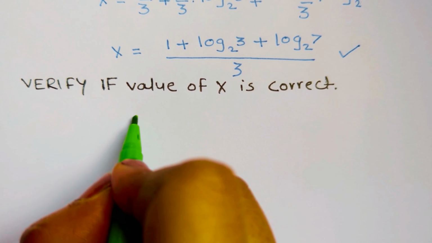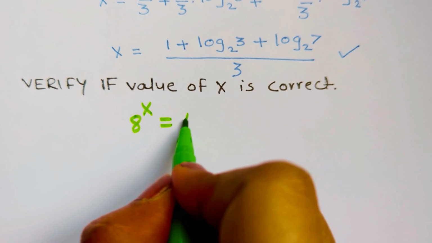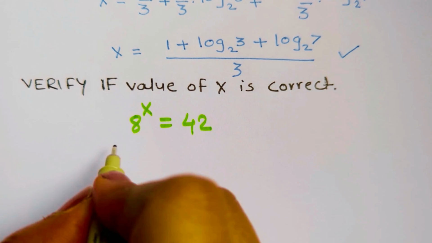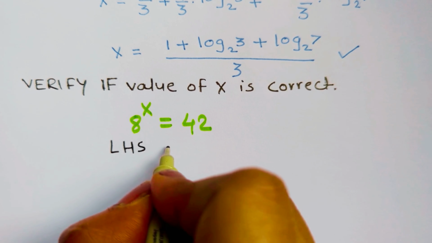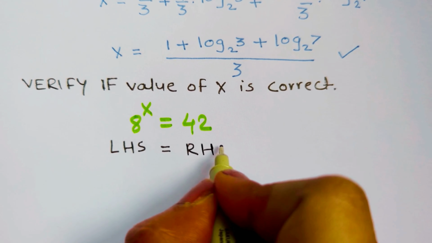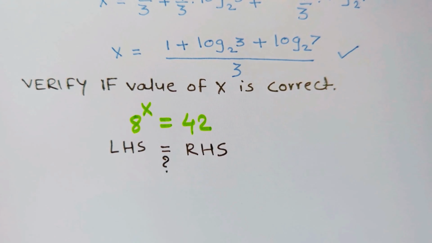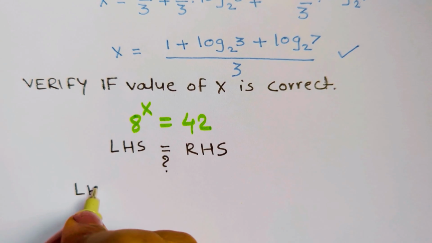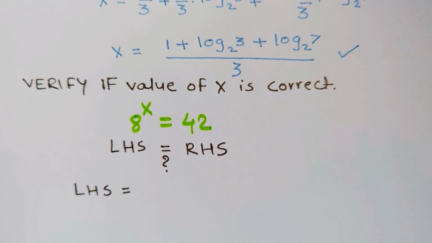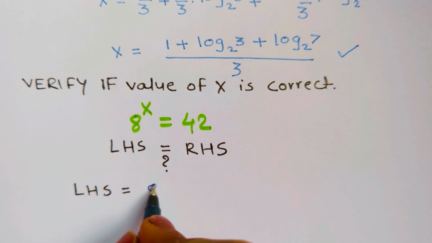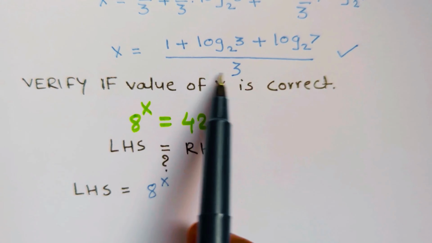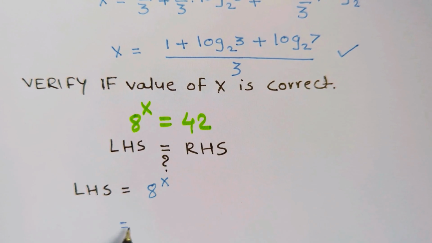Now we are going to verify this value of x by putting it in our equation. So this is our equation. Now we have to prove whether the left hand side is equal to the right hand side or not. Let us start with the left hand side only, which is 8 to the power x. Let's replace x with the value we have found in our equation.